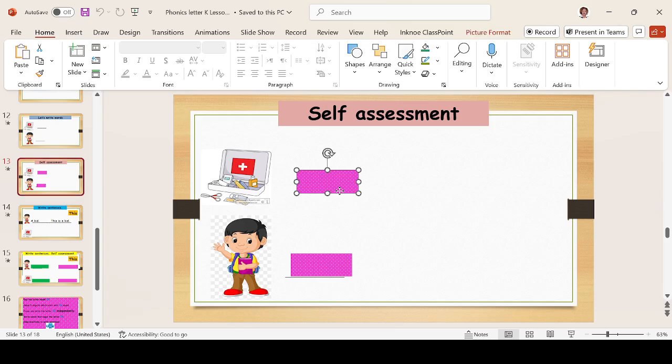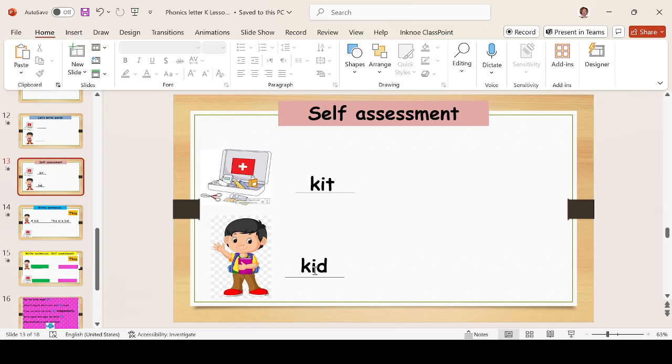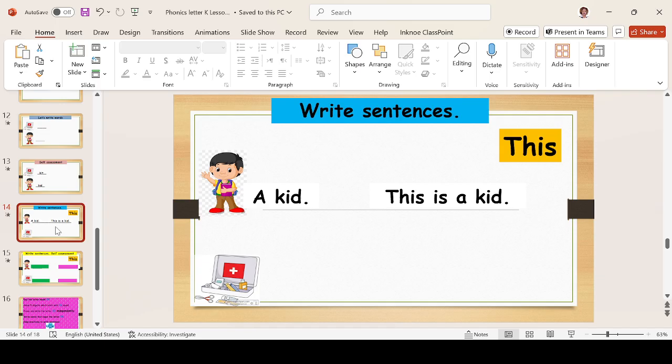Did you write this word? Check. K-I-T. Yes. Very good. You can give yourself a big mark. Okay. Next one. K-I-D. Did you write like this? Okay. So if you did like this, well done. If you didn't, it's okay. If you made a mistake, I want you to pause the video and write the correct words. Okay. When you are done, we move on to writing sentences.